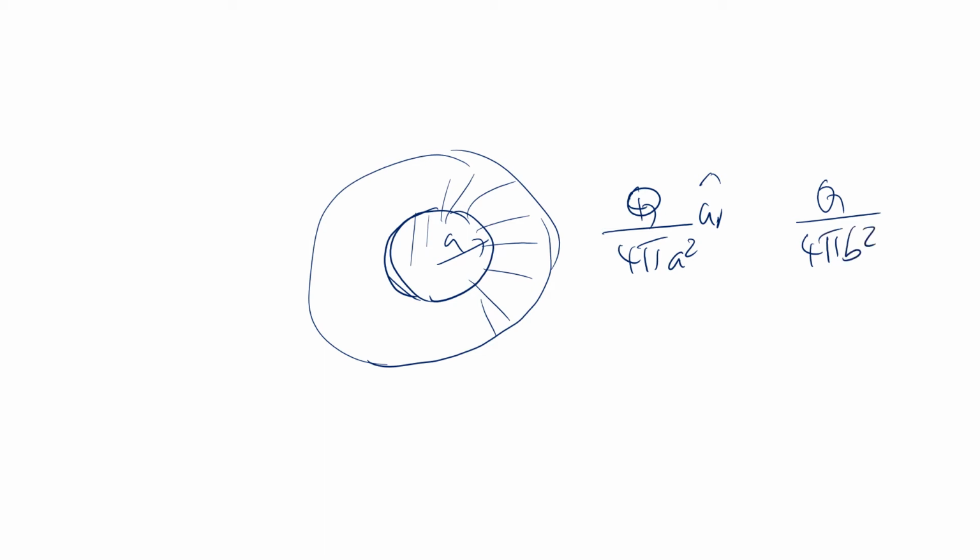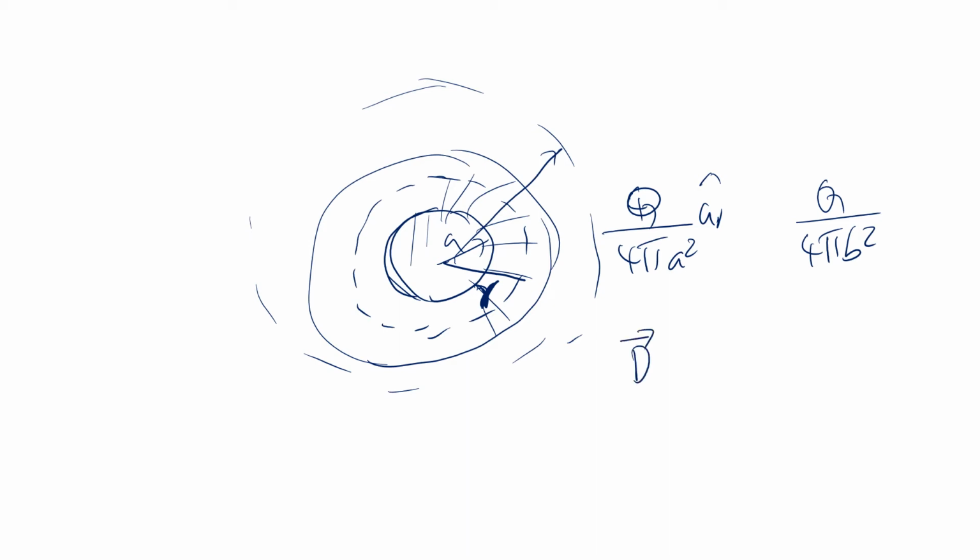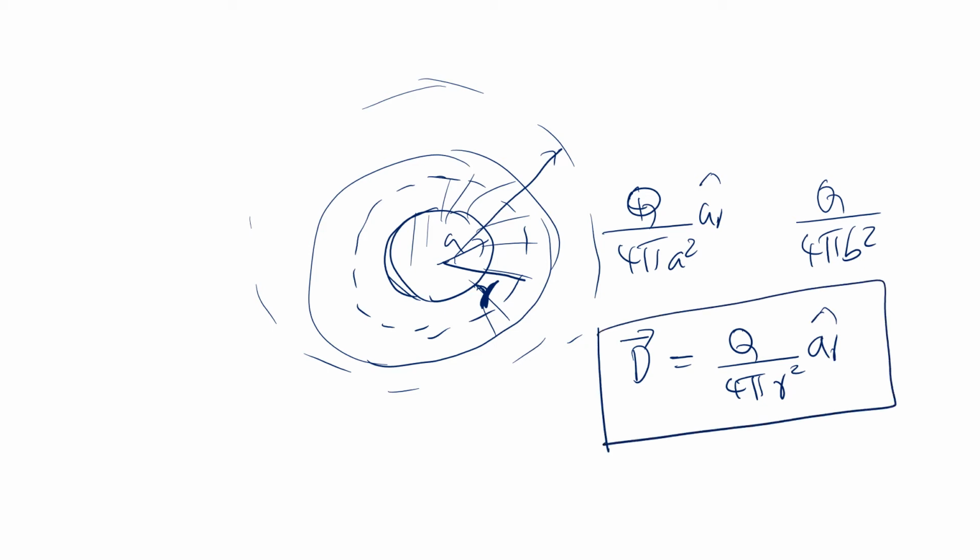Now assume that you consider an imaginary sphere of arbitrary radius r anywhere between a and b, or anywhere outside a. If you consider any arbitrary radius r, the flux density will be, as we discussed, D is equal to Q by 4 pi r square a_r cap. So this is the expression for flux density due to charge Q.